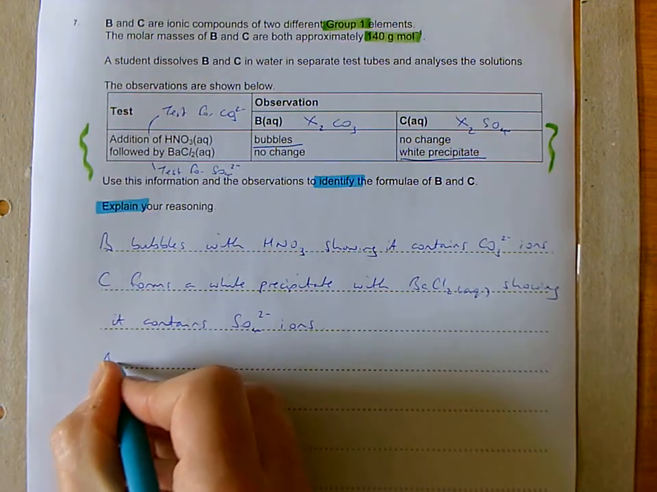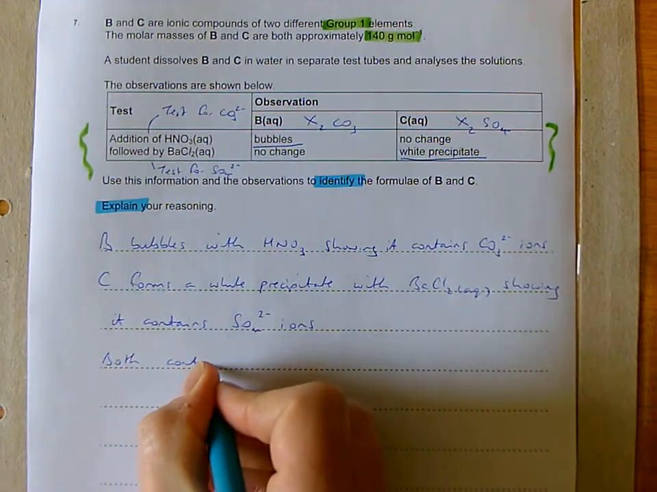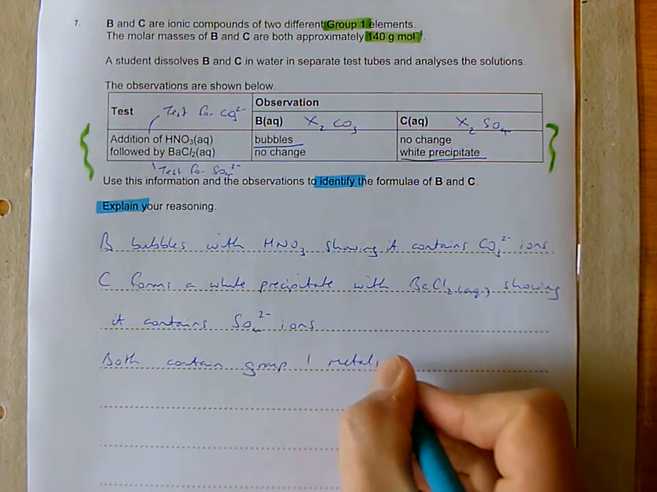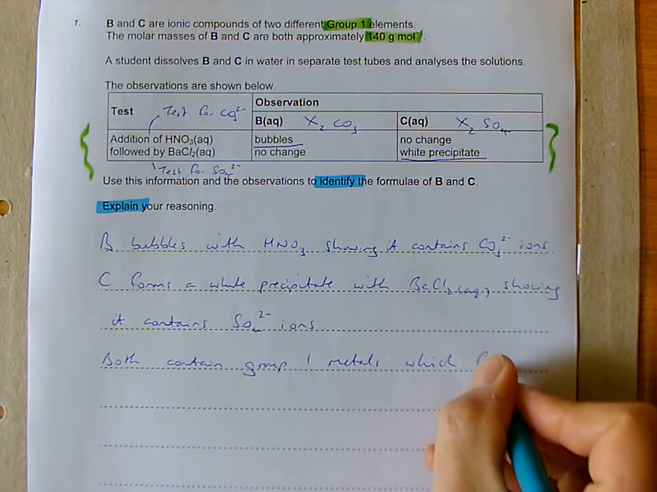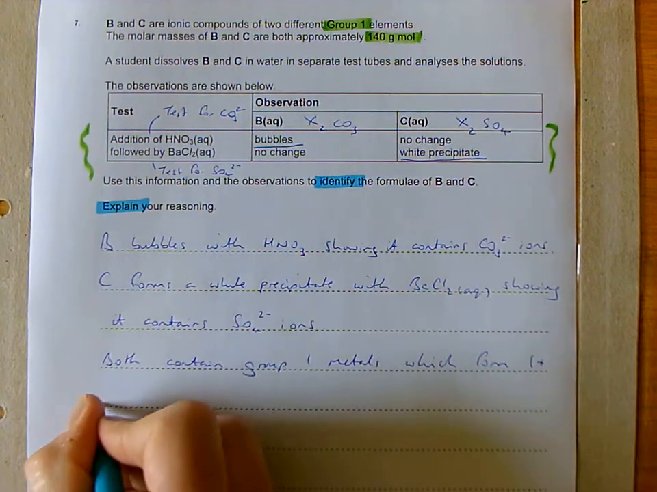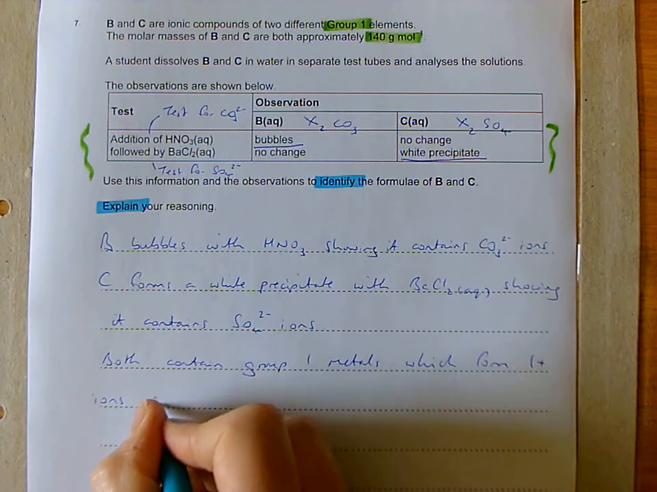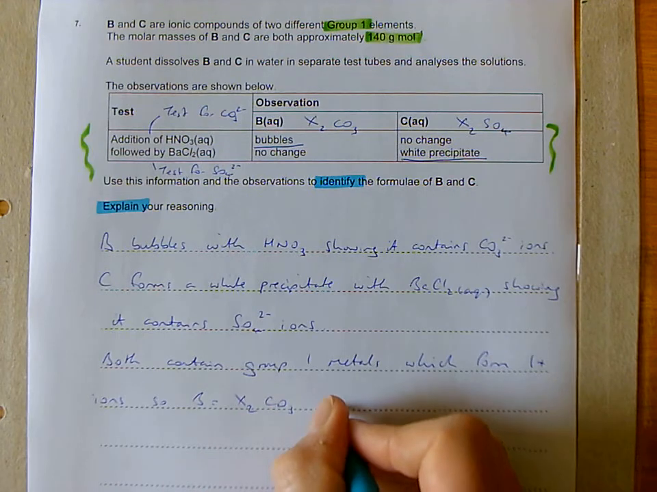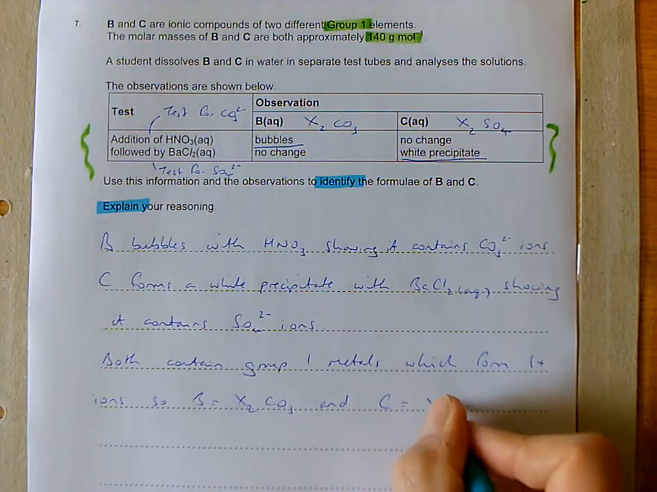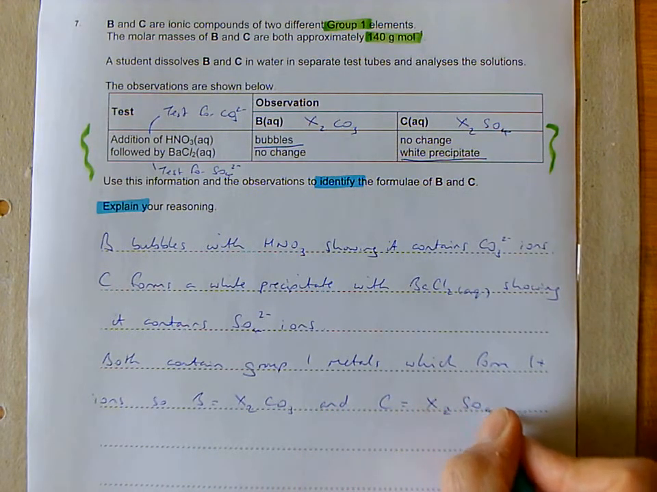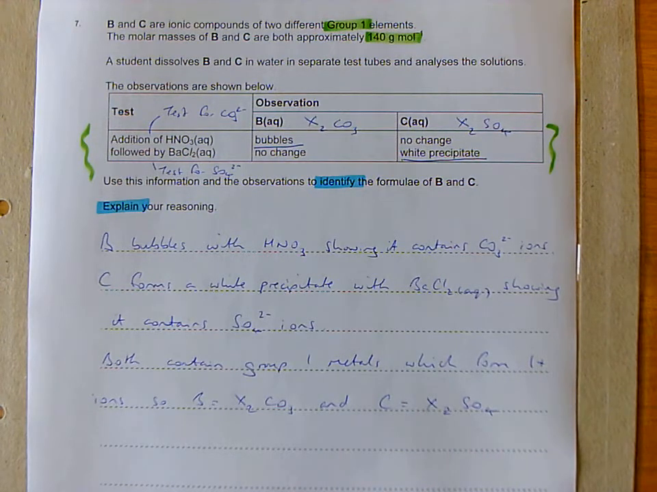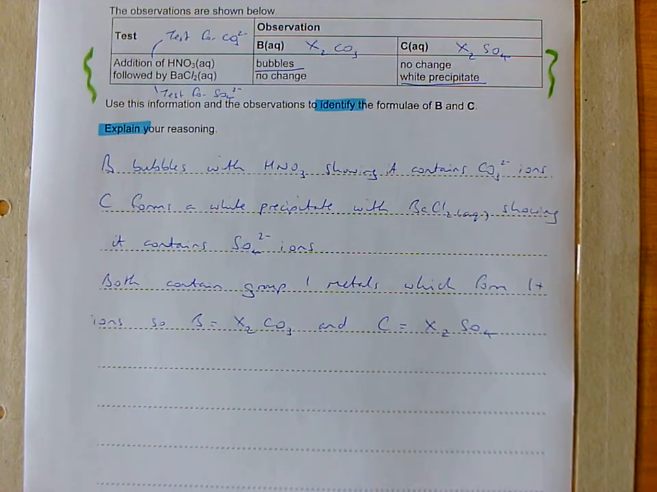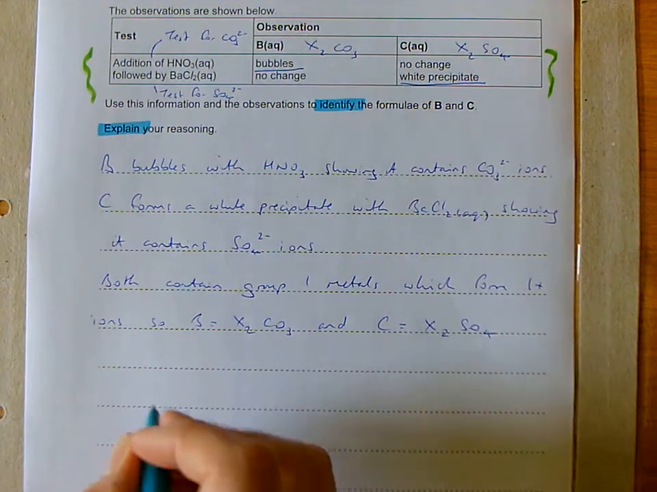Okay, so both of these contain group 1 metals which form 1+ ions. So B equals X2CO3 and C equals X2SO4. So we're on our way. 5 marks for this question, but we've still got a little way to go because we need to decide what X is in each case. So let's have a look at B.